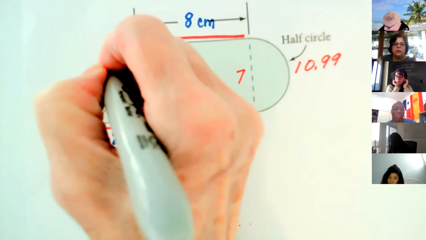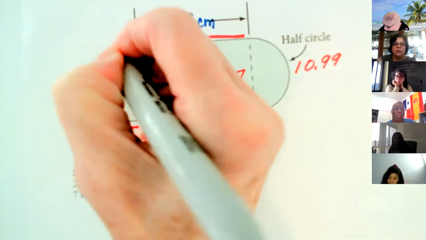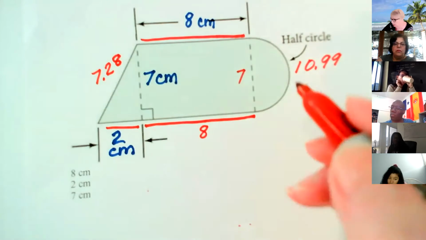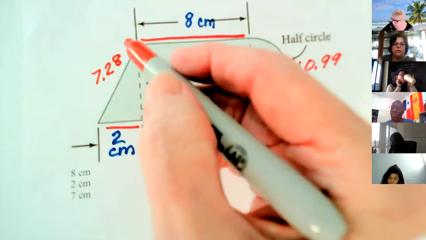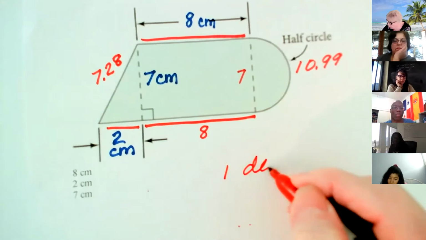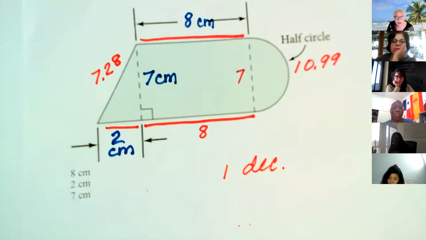this was 7.28. And as it turned out, I would add up all of those numbers, the 10.99, the 8, the 7 point something, but then it says round it to 1 decimal place. So I would just add them all up and then round the final answer.